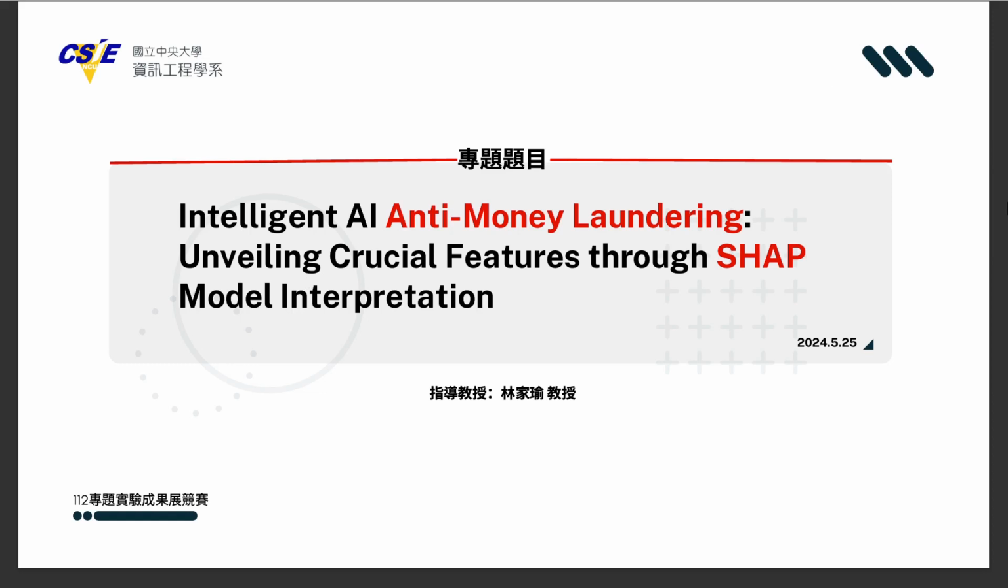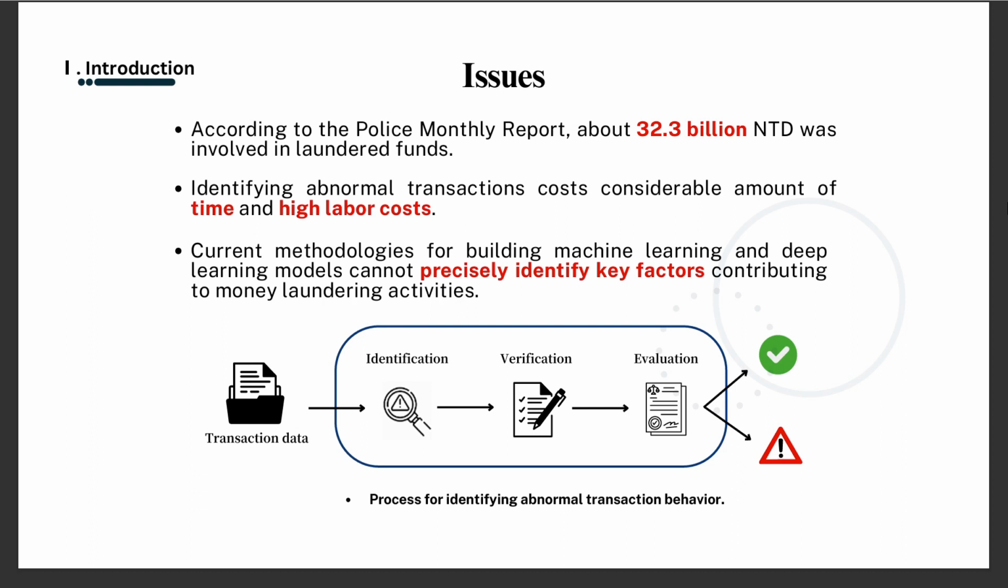The topic we will share today is Intelligent AI Anti-Money Laundering, unveiling crucial features through SHAP model interpretation. Money laundering has been one of the largest crimes for the global economy to deal with. According to the Police Monday report, about 32.3 billion new Taiwan dollars was involved in laundered funds.